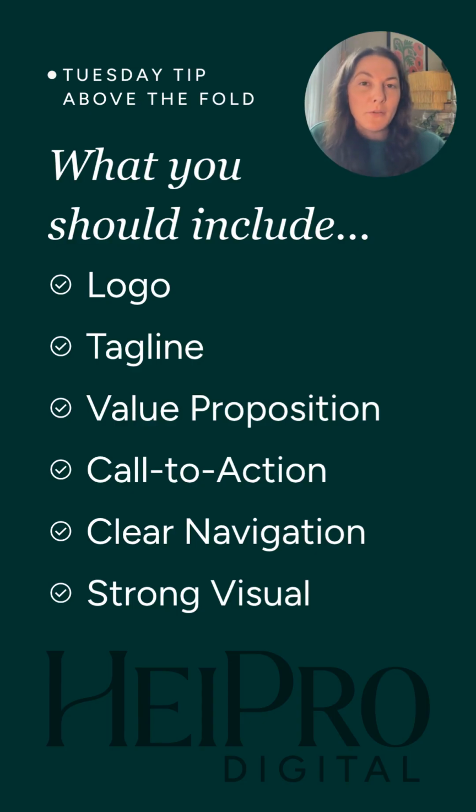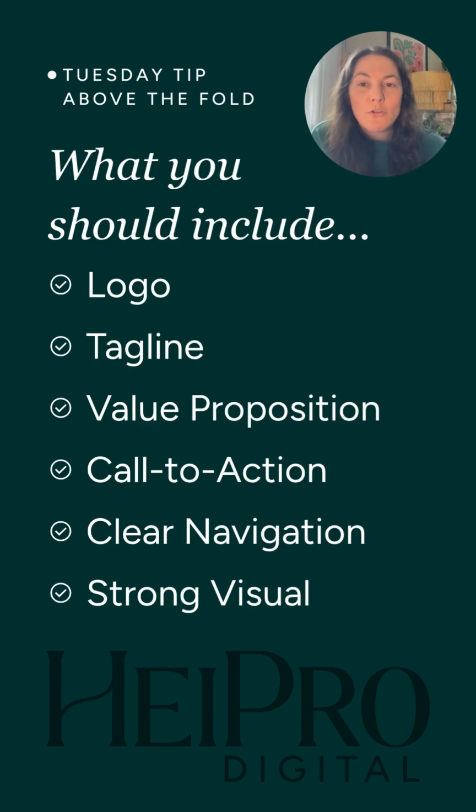Number one being a logo. So we want to have that recognizable logo for users to connect the dots. If they've engaged with your brand on other platforms or out in the wild, your logo is going to live in the same spot across your website. So typically this is in the navigation area. Next would be a concise tagline that anchors trust and sets expectations.